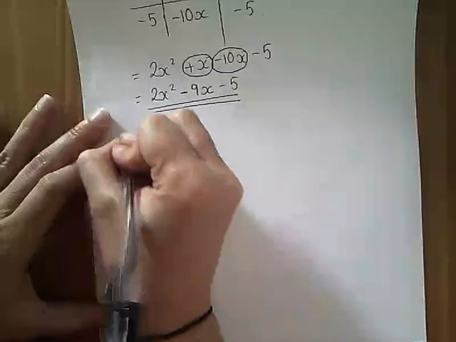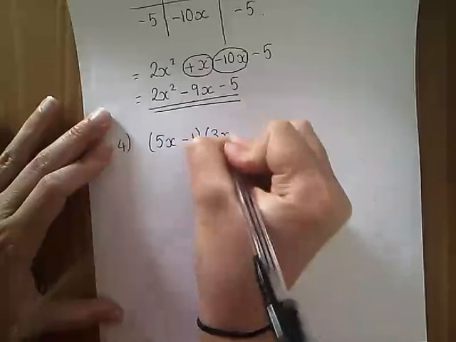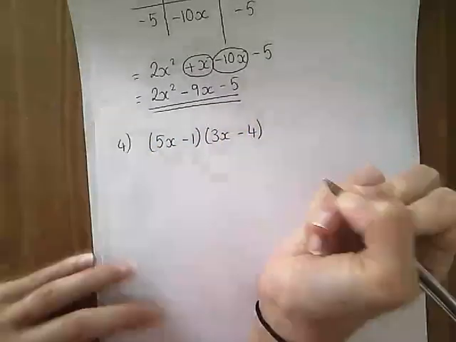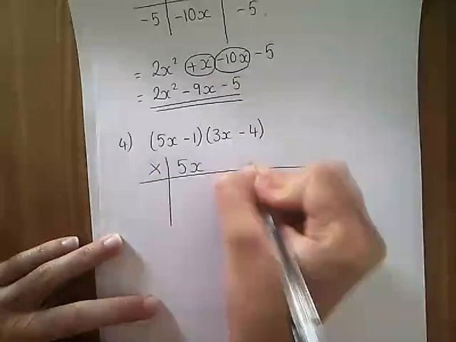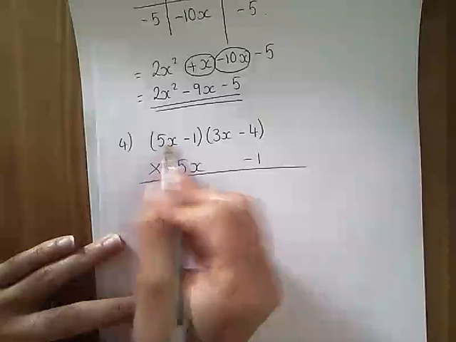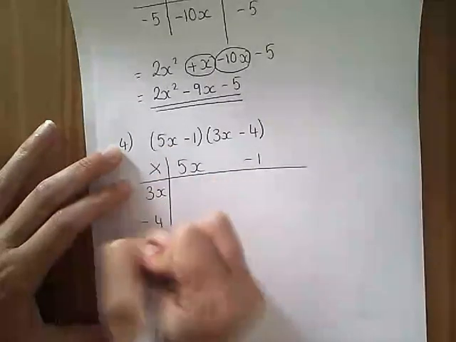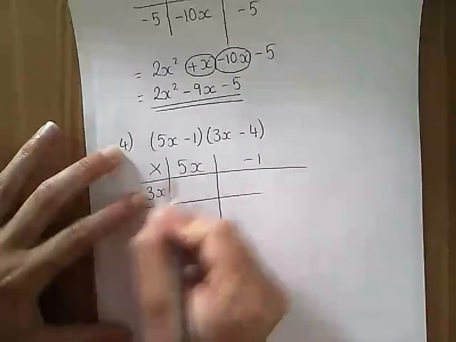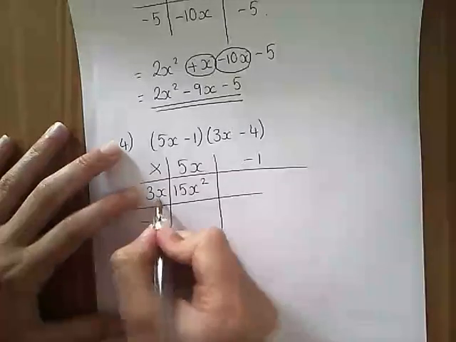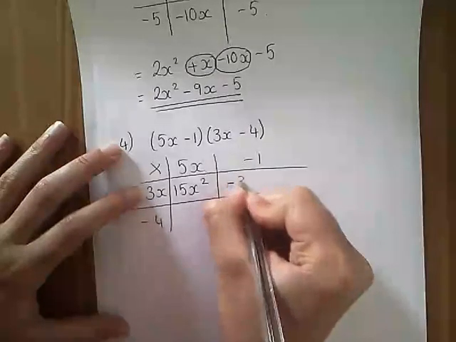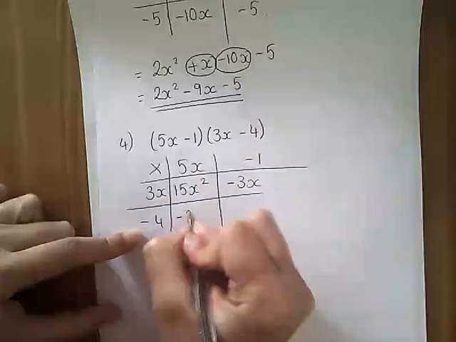Here we go. So we've got 5x minus 1, 3x minus 4. Okay, so here we go. In our grid, 5x minus 1. Obviously, it doesn't matter where you write. If you write this at the top or if you write it down the left, it doesn't make any difference. 3x minus 4. 3x times 5x is 15x squared. 3x times minus 1 is minus 3x. Minus 4 times 5x is minus 20x.